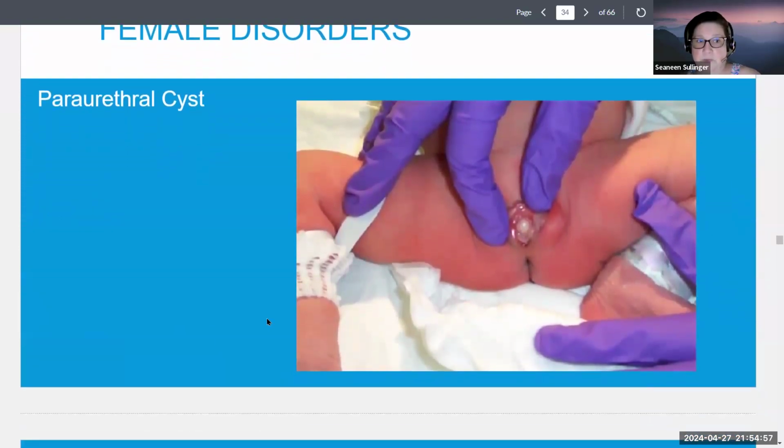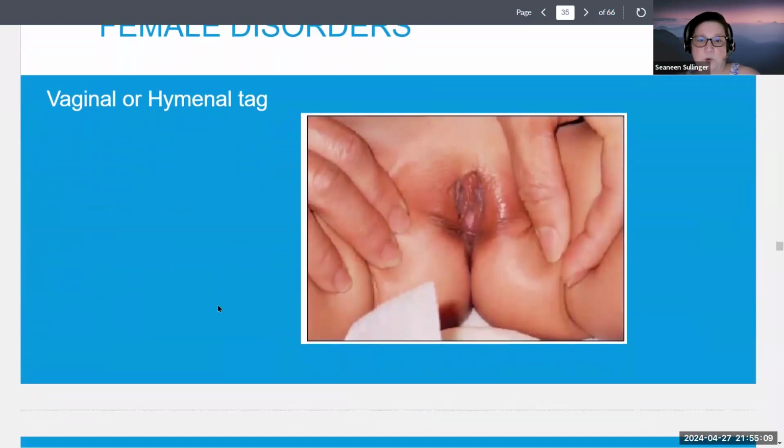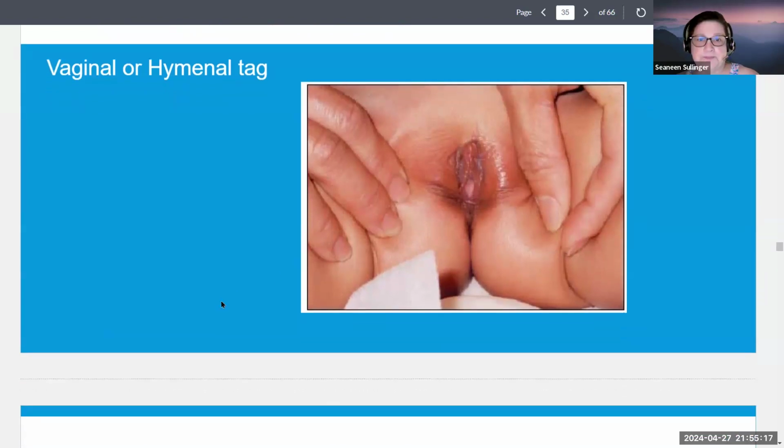Moving to female disorders. So this would be what's called a paraurethral cyst right there. So that's actually a cyst in the urethra. Something that's more common is called a hymenal tag. That's the little pink protrusion right there.